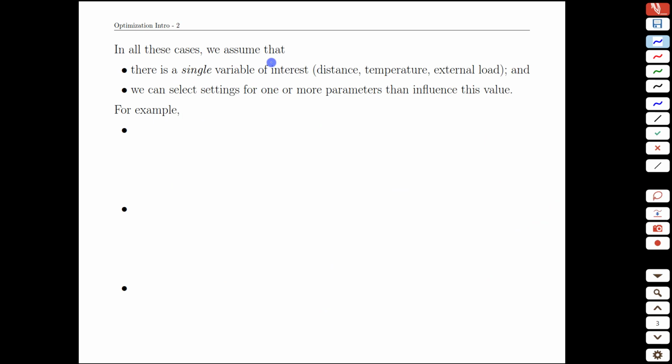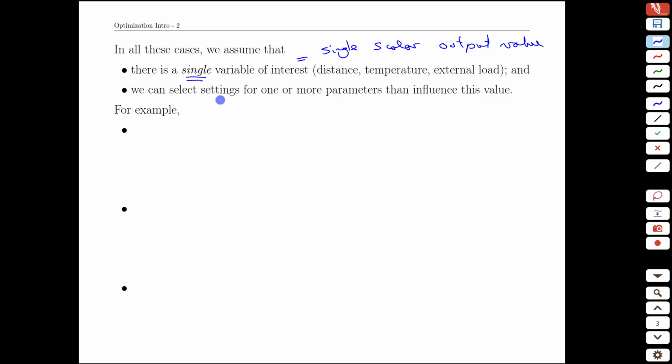In terms of the structure of the problem, one key ingredient for our purposes is that there's going to be a single variable of interest, which means there's a single scalar output value. In the case of the truss, it's the maximum external load. That's one number. In the case of the cooling fin, it's the temperature. In the case of the launch off the end of a roller coaster, it might be the distance traveled. But we can compare designs by the one number that describes them in terms of the output.